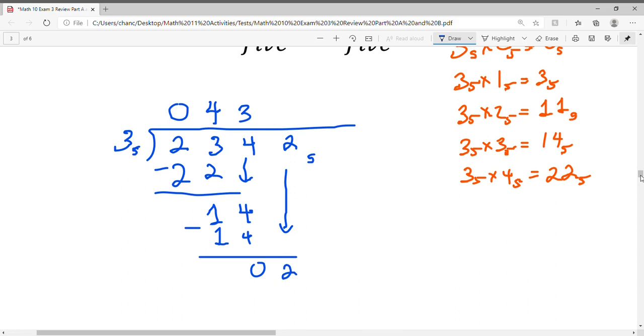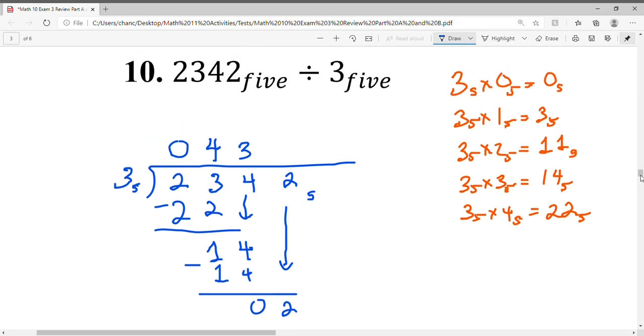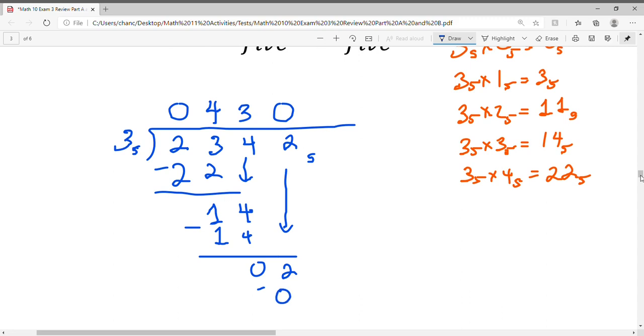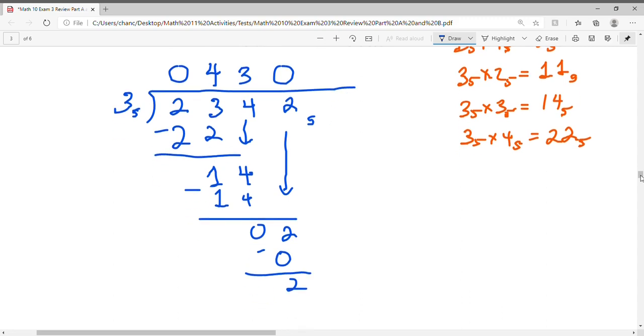Now, what's the closest I can get to 2? Well, the closest I can get to 2 without going over is 0. So we'll put a 0 here. 3 base 5 times 0 base 5 is 0. So we'll subtract. I get a 2. And that's going to be our remainder.